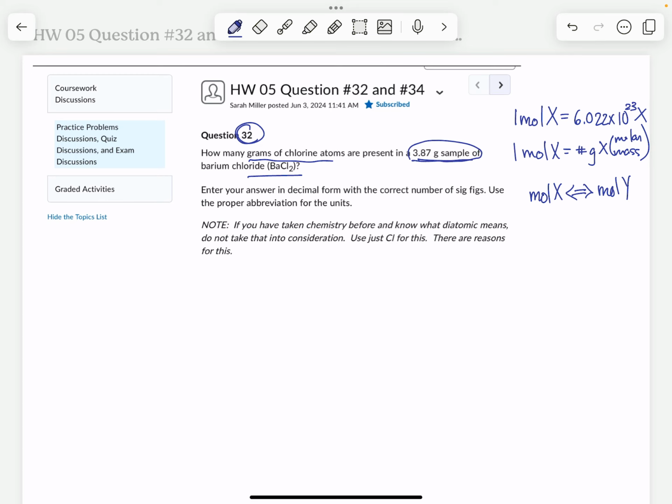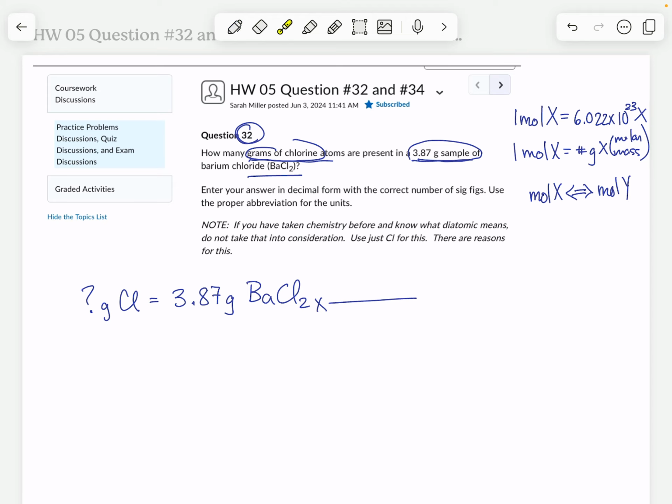So I'm going to set up this problem with what I'm starting with and what I'm trying to find. I'm trying to find grams of chlorine, starting with 3.87 grams of barium chloride. Then I'll set up my times and my ratio sign to get this party started. The very first thing I'll do, no ifs, ands, or buts, is put that unit right there. I need to be careful, if I've got 2 different chemical species like chlorine and barium chloride, to label my grams and my moles with grams of what, moles of what. So I'm going to put grams of barium chloride.